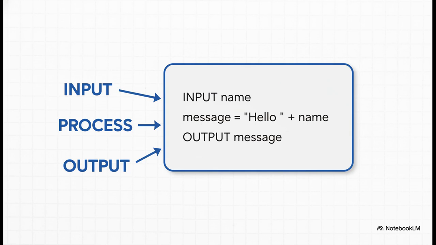And here's that same kind of logic in pseudocode. It's so clean and simple, right? Anyone can understand it. We take an input, which is name, we do a process, joining hello with whatever that name is, and then we have an output, printing the final result. It perfectly matches that input, process, output structure we talked about.